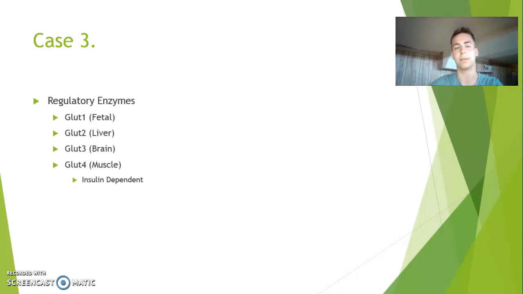I'm not really expecting it to be GLUT1 because GLUT1's common in fetal tissue, from what I was seeing. So this child's not an infant, so I don't see that being present. And then GLUT2 and GLUT3 are the more likely ones because they're insulin independent, and they're active in the liver and the brain. I'd expect GLUT2 to be the most active.